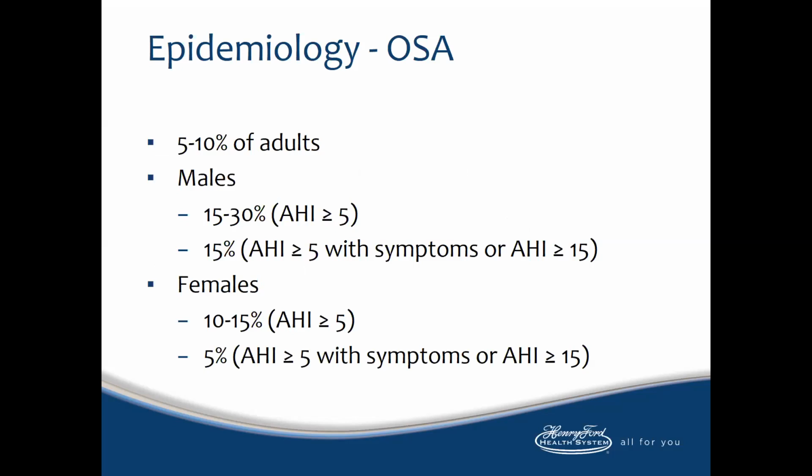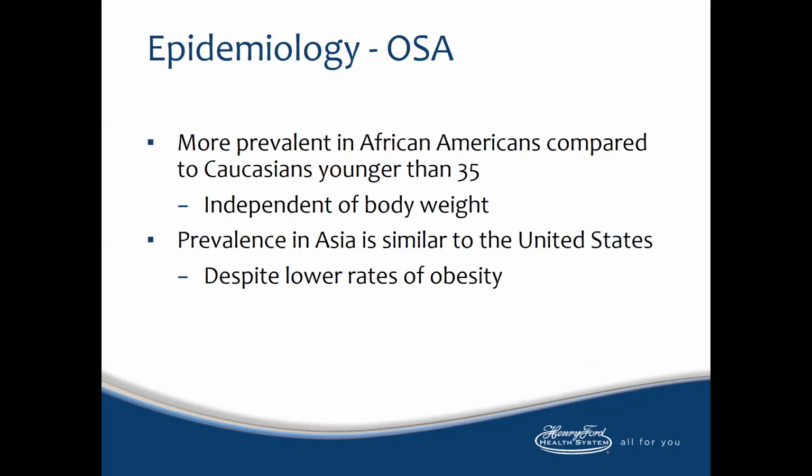In females, you see about 10 to 15% incidence of it, just defining it by an AHI over 5 events per hour, as opposed to more strict criteria, where you'll see it in just 5% of females. It does tend to be more common in African Americans compared to Caucasians, but that's in patients younger than 35. And this is independent of body weight.